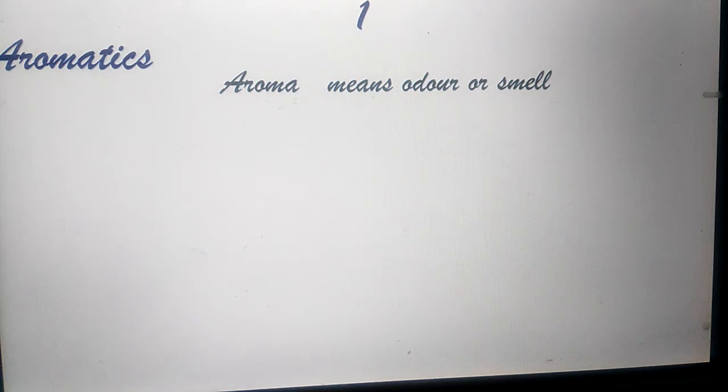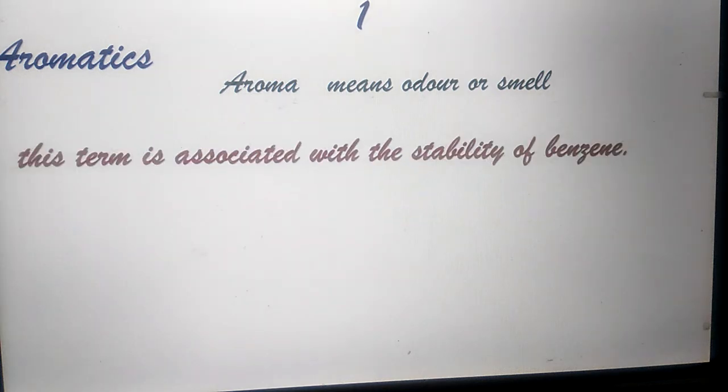because there are some compounds which have odor but they are not considered as aromatic. There are some compounds which have no odor but they are considered as aromatic. Today we define aromatic is any cyclic conjugated compound which shows stability like benzene. Any cyclic compound which show resemblance in chemical behavior to that of benzene.